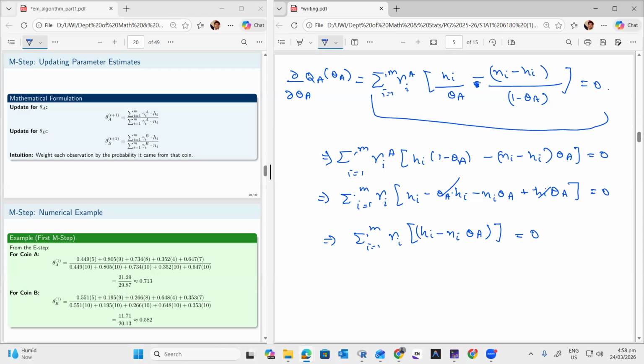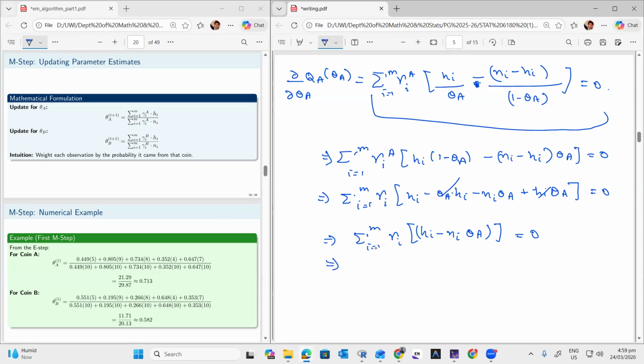All right. So now simplify it. Multiply summation i equals 1 to m gamma i inside the bracket and simplify it, and solve it for theta. So what will happen?